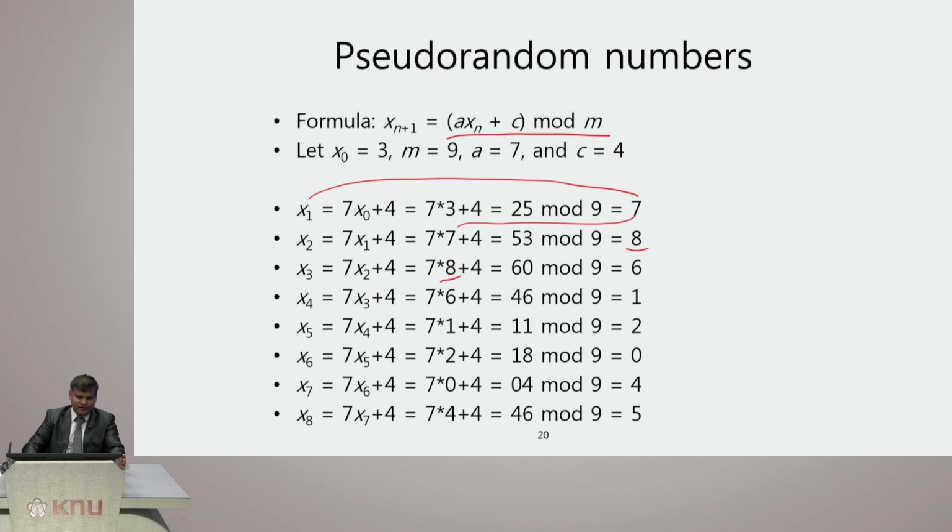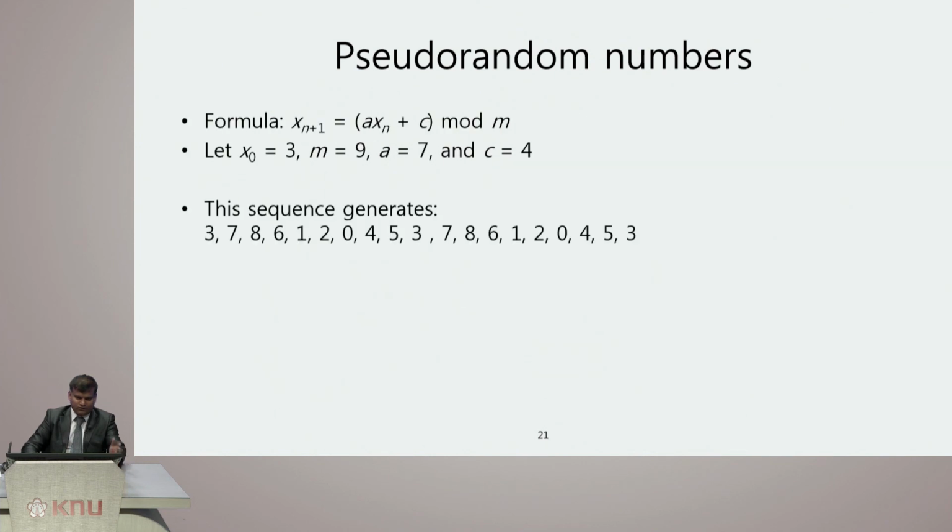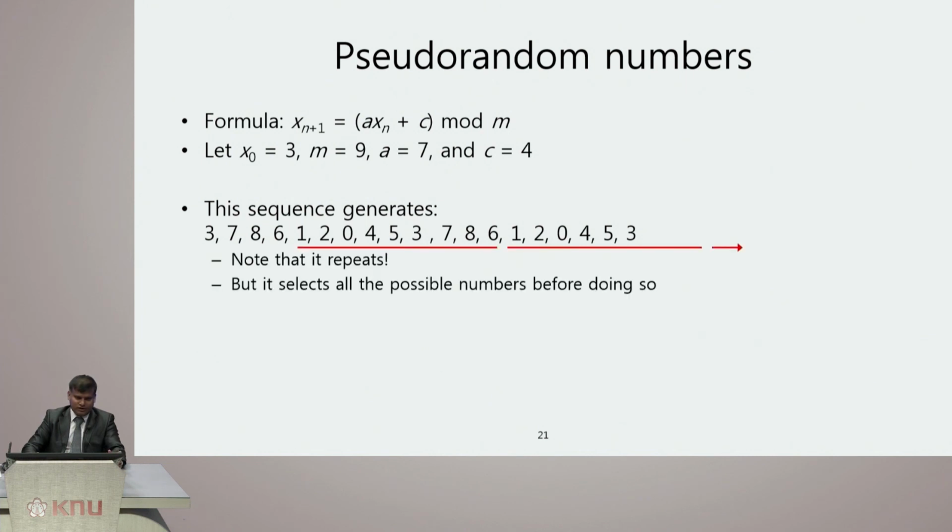So let's say we repeat this to a certain extent, and now we have come up with this list of random numbers, and these random numbers you can see here. The sequence is generated in which you have 3, 7, 8, 6, 1, 3, and you can see that after a certain time the whole thing has been repeated. That's why this is called pseudorandom.